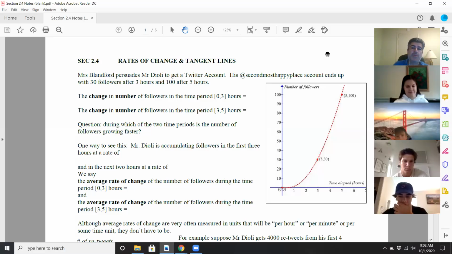Get a recording. So rates of change in tangent lines, we're discussing section 2.4.